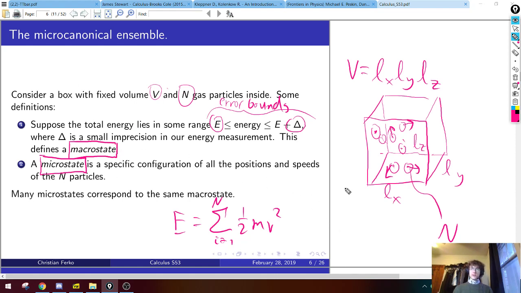However, you can't go the other way. If I only tell you the total energy, the sum of all the 1/2 mv squareds, I don't know where all the particles are and how fast they are, because there are many different configurations that have the same total energy, right? For instance, I could take one of these particles and move it here, and then flip his direction, so he's not going up, but he's going down at the same speed. That means he has the same total energy, but it's a different microstate because I've moved that guy. So the point is that many microstates will have the same total energy and therefore correspond to the same macrostate.